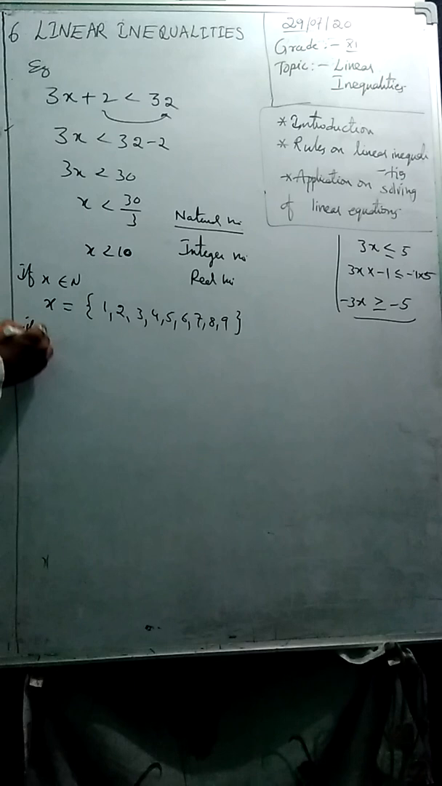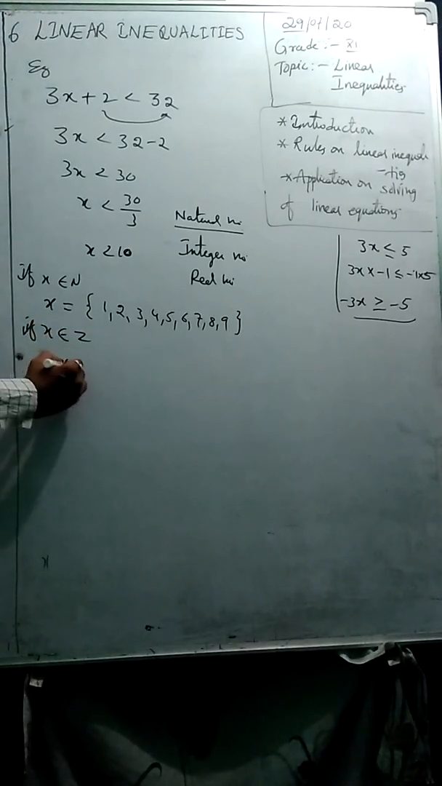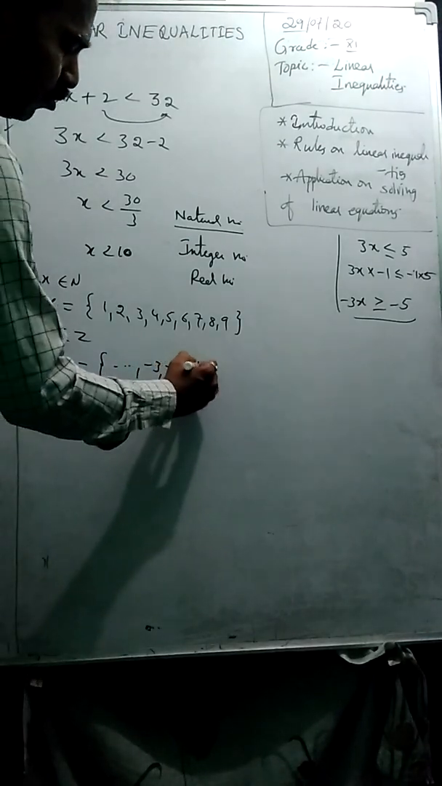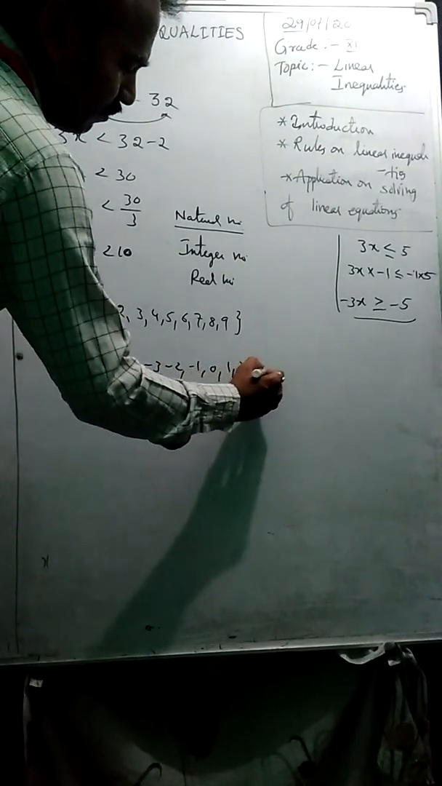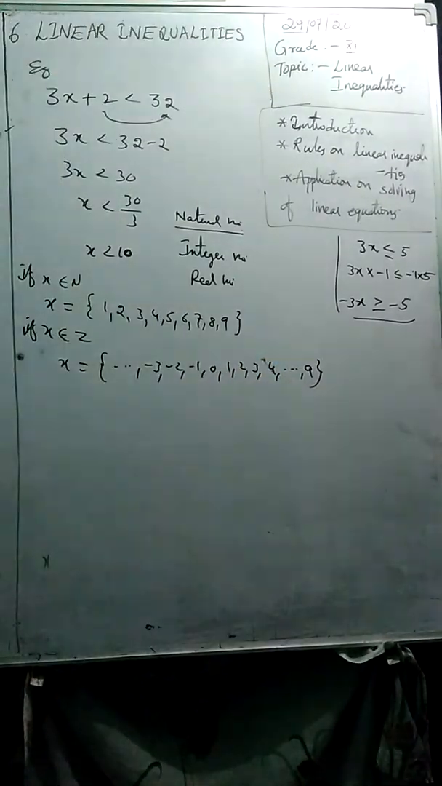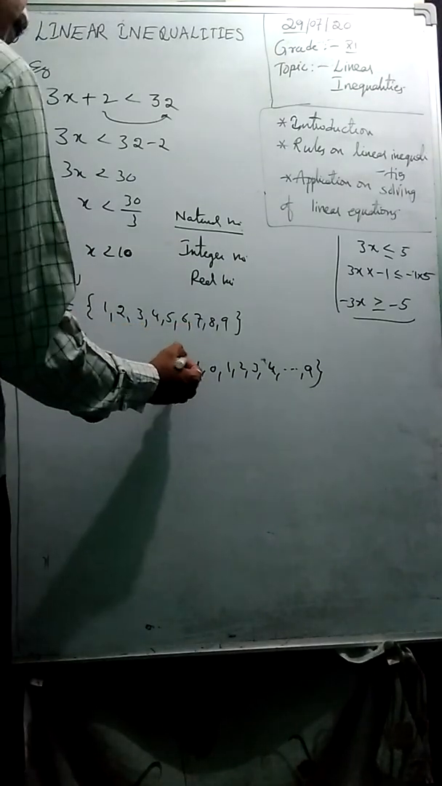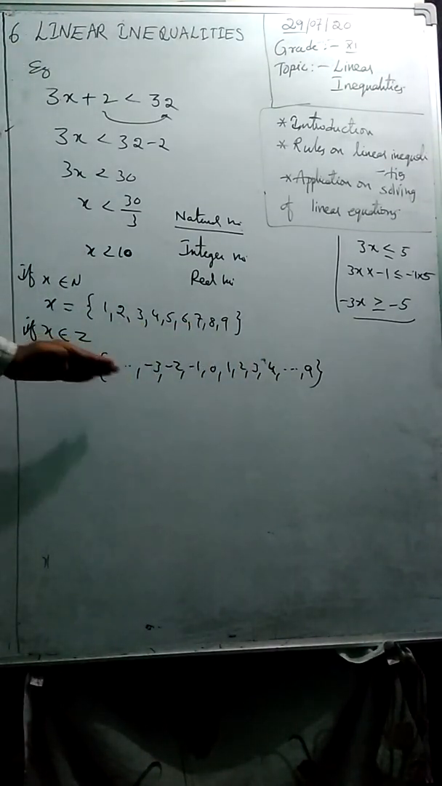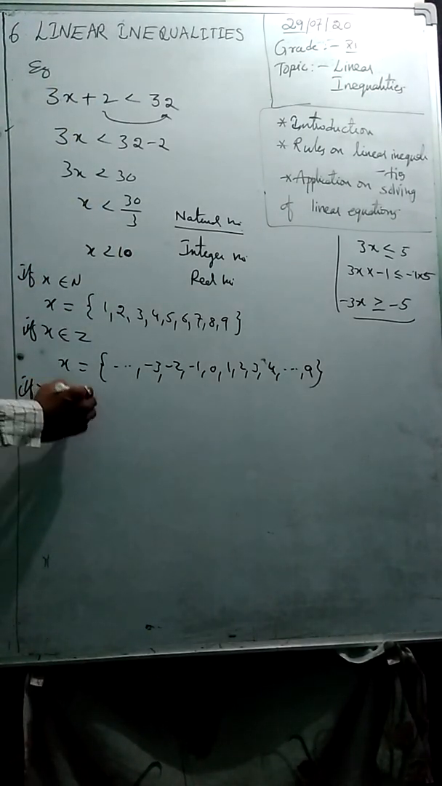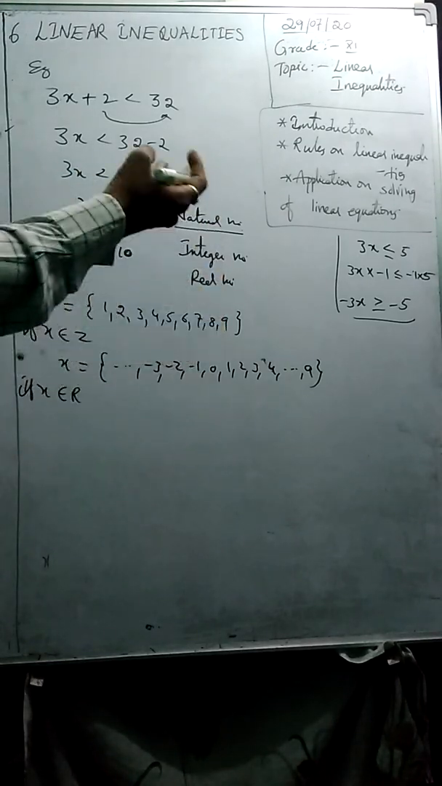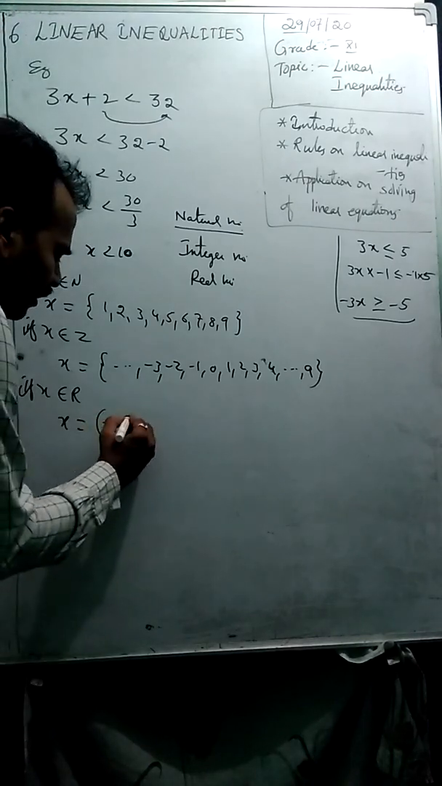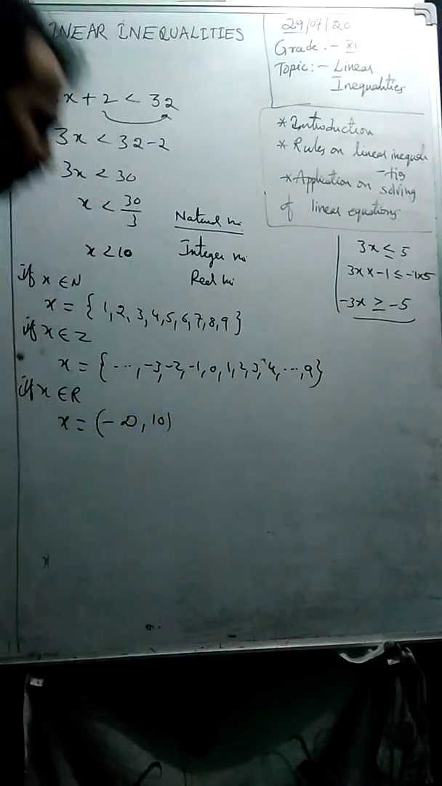If x belongs to the integers, x equals dot dot minus 3, minus 2, minus 1, 0, 1, 2, 3, 4, up to 9. All the numbers, and all negative numbers are possible here because all negative numbers are less than 10. But if x belongs to R, the real numbers, rational, irrational, everything is possible. That is why we can write the open interval minus infinity comma 10.